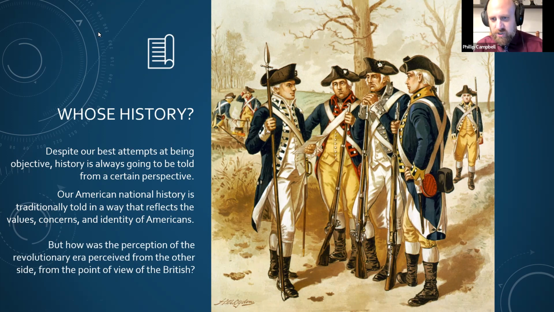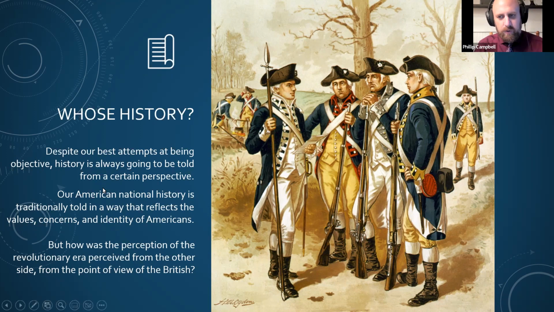I love this illustration here of the colonial army. I would name this illustration "Stand around, hurry up and wait," just like the military today, right? These guys are just standing here waiting. That's pretty much the military. You're just standing around waiting.